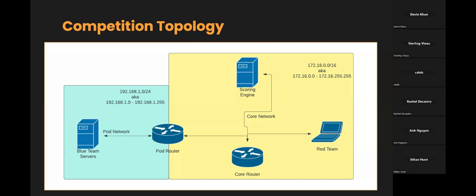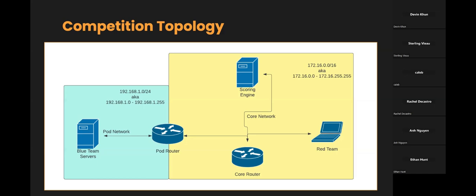Every team has its own individual pod router to handle their own network and routing, and all of the devices, for the most part, besides I think cloud services, are connected to this pod router. So all your servers, workstations, and laptops go through this team router. Usually your IP range is 192.168.1.something. Also connected to the core router is the scoring engine, which goes through your pod router and checks that your services are up and running at all times.